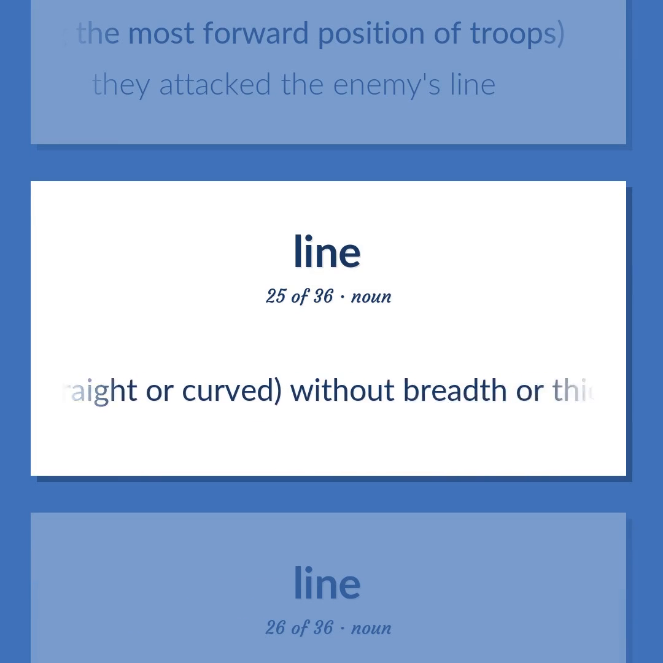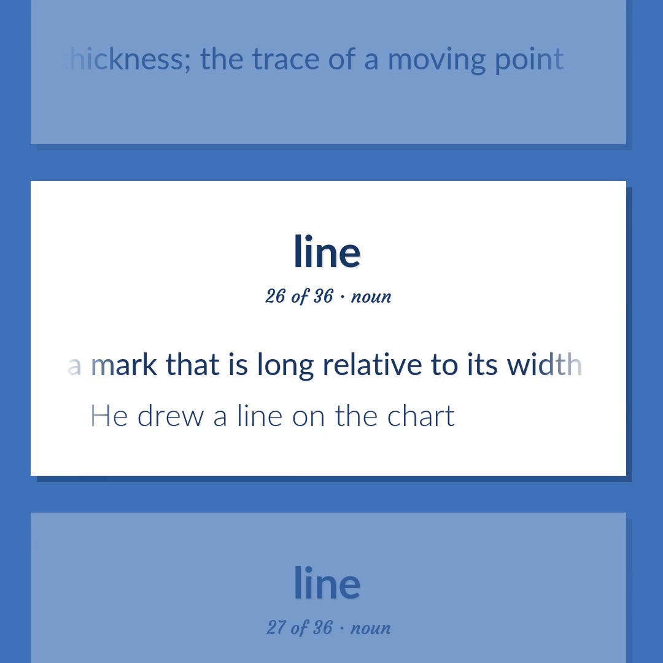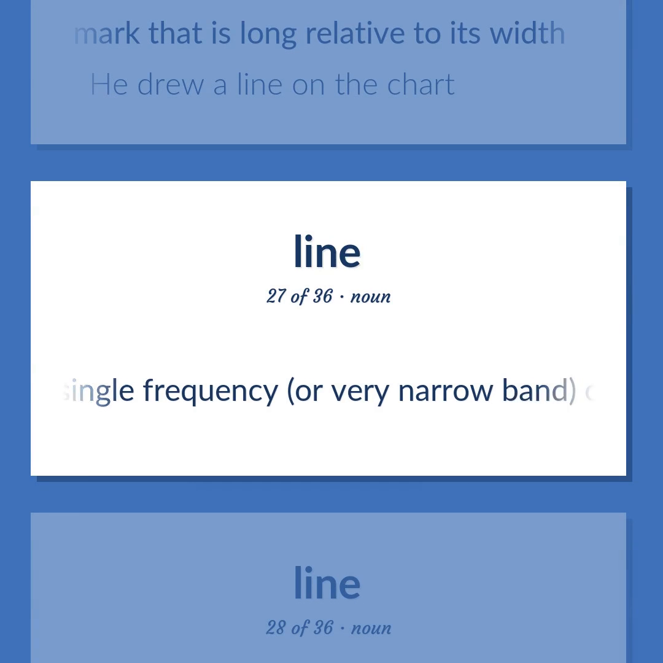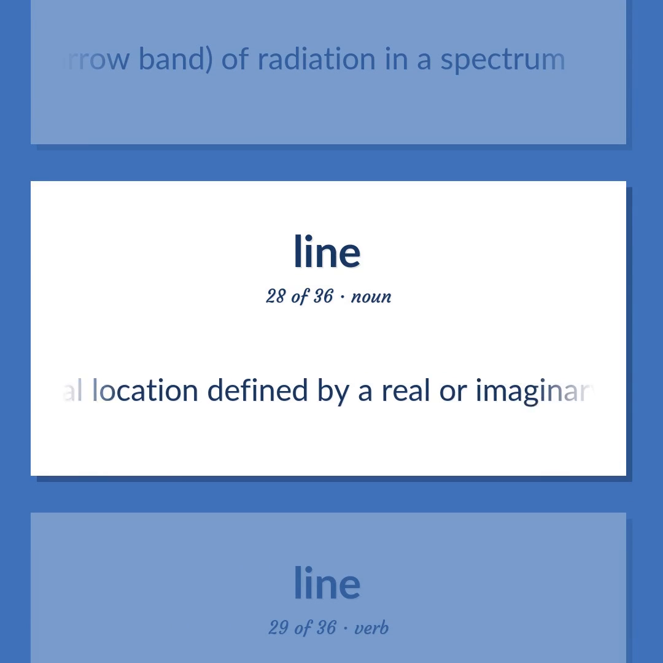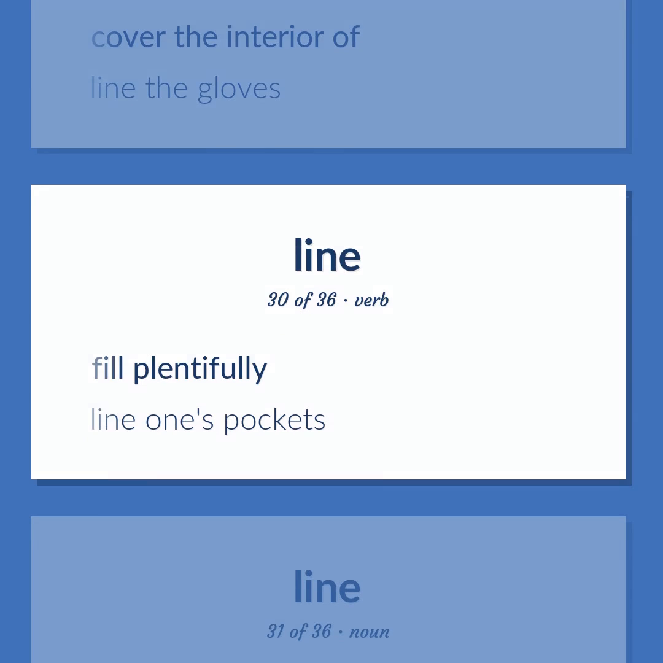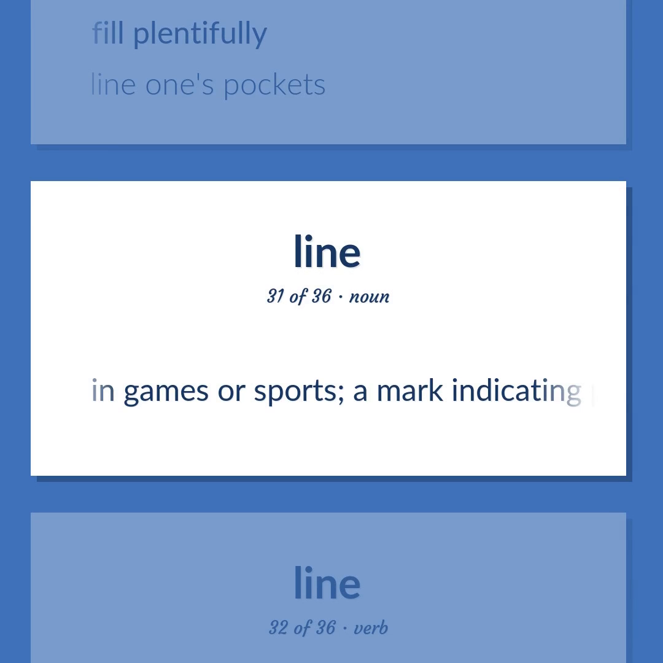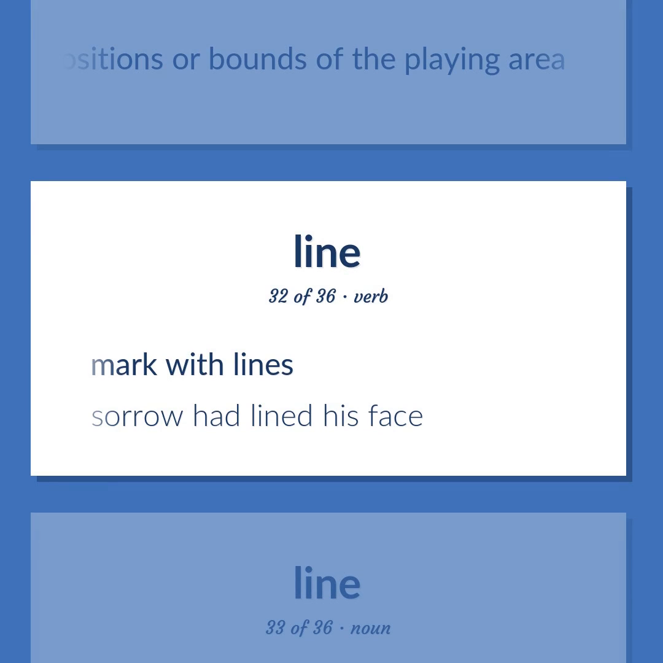A length, straight or curved, without breadth or thickness, the trace of a moving point. A mark that is long relative to its width. He drew a line on the chart. A single frequency, or very narrow band, of radiation in a spectrum. A spatial location defined by a real or imaginary unidimensional extent. Cover the interior of. Line the gloves. Fill plentifully. Line one's pockets. In games or sports, a mark indicating positions or bounds of the playing area. Mark with lines. Sorrow had lined his face.